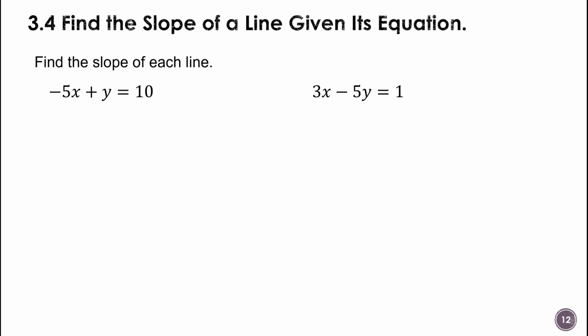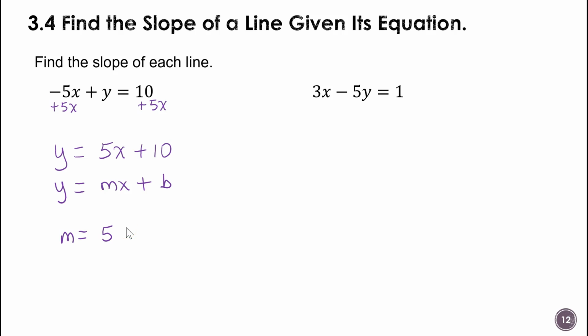Okay. Now it gets a little trickier because we actually have to solve the equation for y. You can just think of this as rearranging the equation. Because we can't find y equals some number, it's still going to be an equation with an x, and it's still going to have the 10. So to solve this for y, I need to add 5x to both sides of the equation. And then when I write this, I'll write the 5x plus 10 because now we have it in slope-intercept form, y equals mx plus b. Okay, so now I know my slope is 5. You have to solve for y to find the slope.